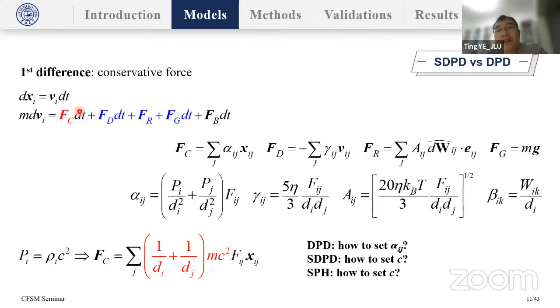In DPD, the coefficient alpha should be set manually, but in SDPD, it is derived from the pressure. The pressure is generally given by the equation P equals rho C squared. Here C is the sound speed. We substitute this equation into the conservative force, and we have the form like this. Here Fij is a weighted function, similar to the weight function in DPD. So the problem converts to how to set alpha in DPD, or how to set the sound speed in SDPD.